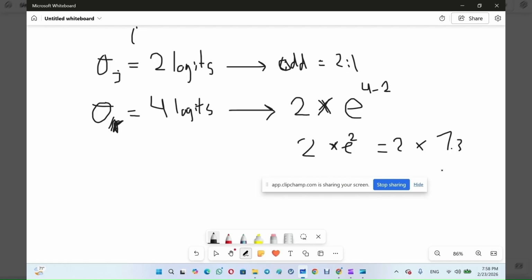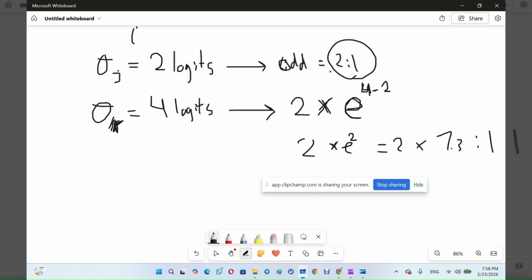Of course, to 1. This is to 1. That would be his odds here, because the original odds was 2. So we multiply it by E to the difference in exponents between these exponents. That's how we know how much it will be.